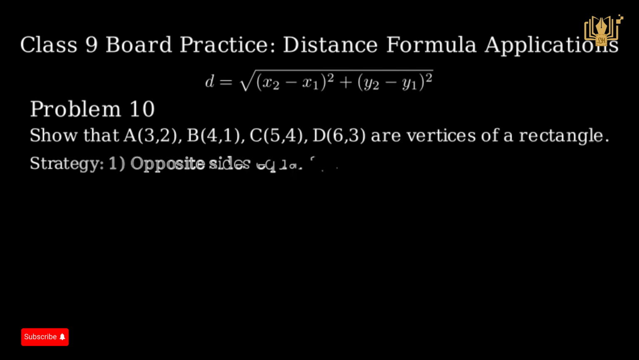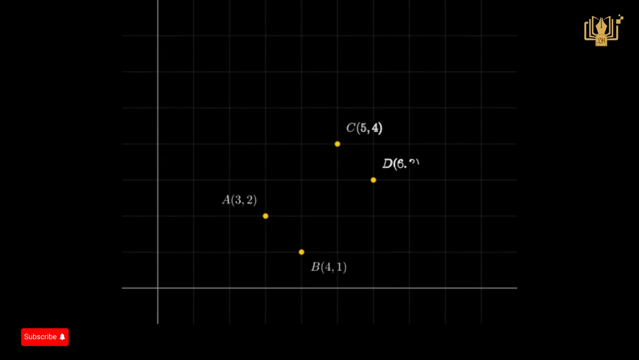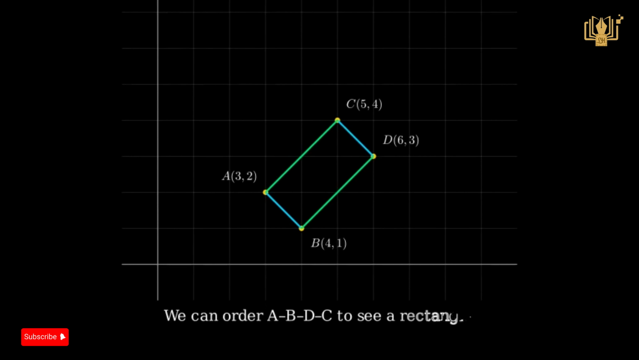Problem 10. Show that the points A(3, 2), B(4, 1), C(5, 4), and D(6, 3) are the vertices of a rectangle. Our plan will be to show that both pairs of opposite sides are equal, which makes a parallelogram, and then show that the diagonals are equal, which makes a parallelogram into a rectangle. Let's plot the points on a coordinate grid and connect them to visualize.